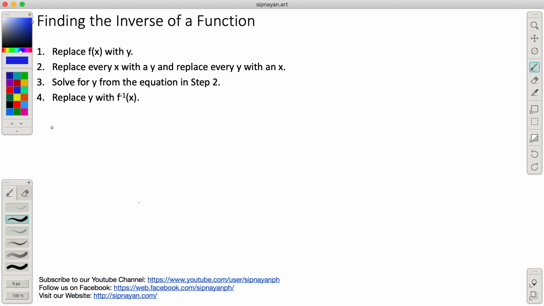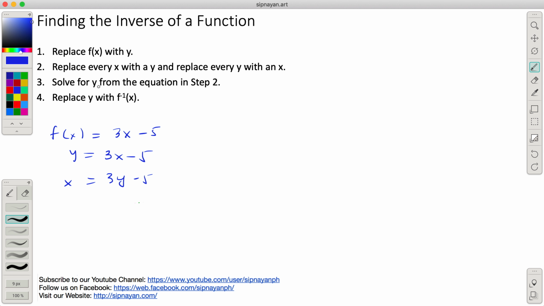susunod na example. So f of x equals 3x minus 5. Ang gagawin natin is to replace f of x with y. So y equals 3x minus 5. That's step 1. Step 2 would be to replace every x with a y and replace every y with an x. So lahat ng y papalitan natin ng x. X equals 3y minus 5. At lahat ng x, papalitan natin ng y.